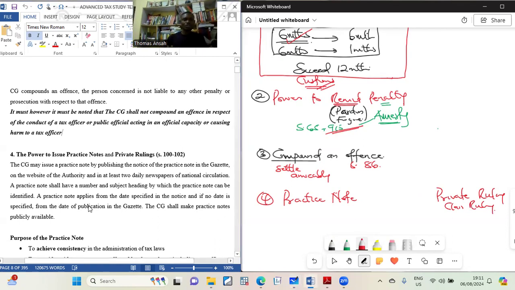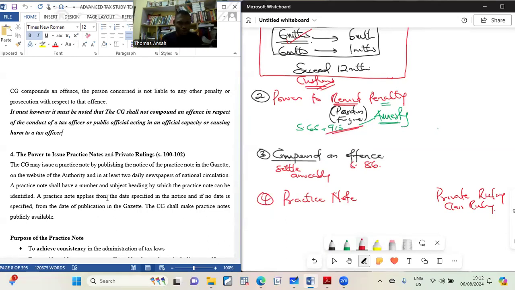There are so many sources of tax law. Constitution, of course, is one of them. The Income Tax Act is one of them. Practice note is also one of them. What is a practice note? A practice note simply is the Commissioner General's position on the tax law, his opinion on the tax law. All right. So the Commissioner General's position on the tax law.